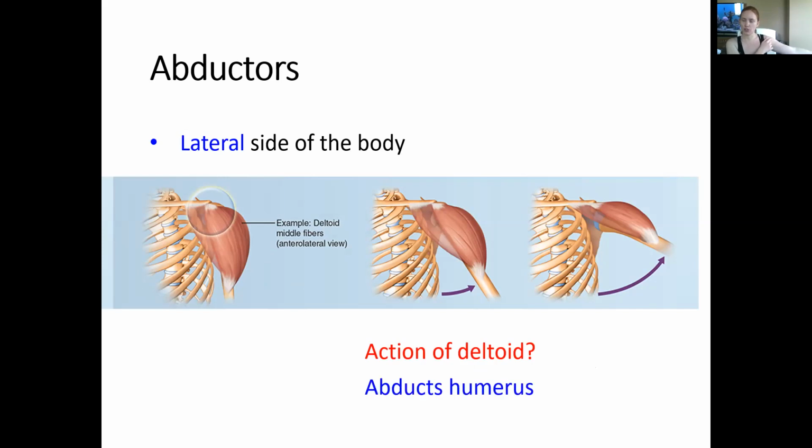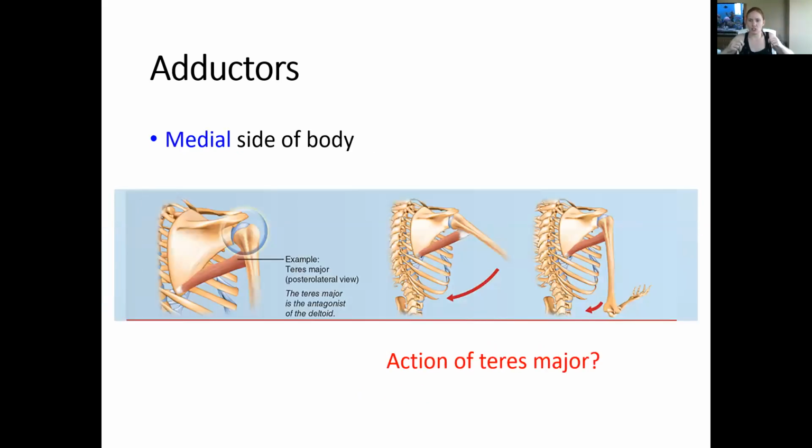So again, abductors on the outside because they're pulling away. And then on the medial side, you'll have the adductors, the ones pulling it back in. Okay, so right here you have a muscle called the teres major muscle, and the teres major muscle connects the humerus to the scapula, and when it contracts, remember contraction means to shorten, that'll draw the arm towards the body. So the action of the teres major would be to adduct the humerus or adduct the arm.